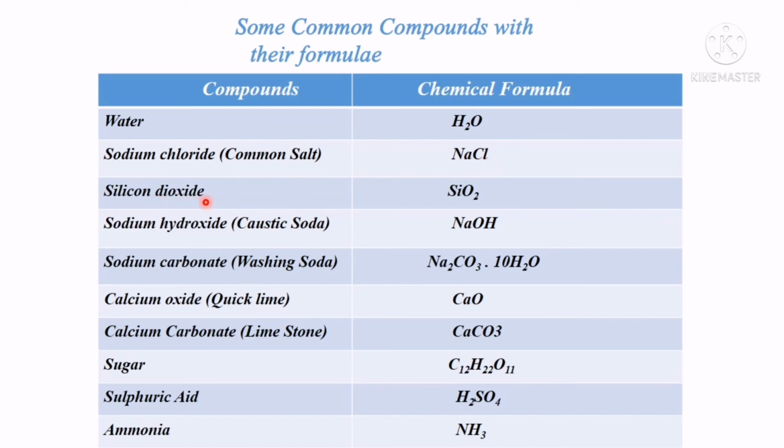In the same way, silicon dioxide, SiO2, and sodium hydroxide, also known as caustic soda, NaOH, and sodium carbonate, washing soda, Na2CO3.10H2O, that has 10 water molecules, and calcium oxide, quicklime, CaO, calcium carbonate, limestone, CaCO3, and sugar, C12H22O11, sulfuric acid, H2SO4, ammonia, NH3.